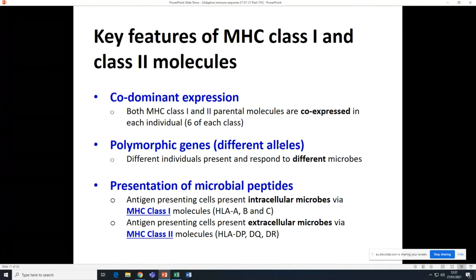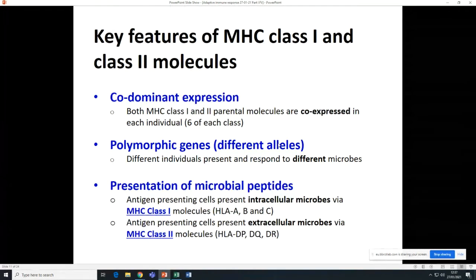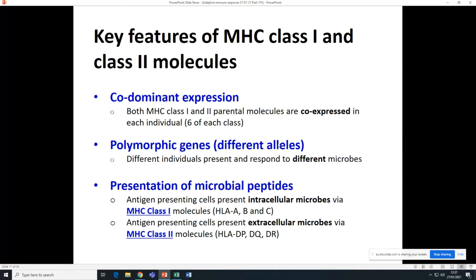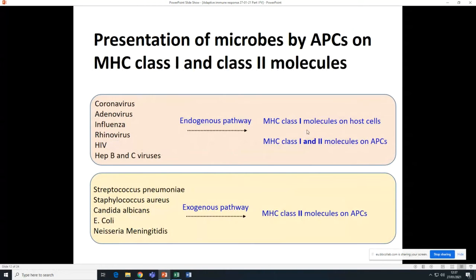And what do these MHC molecules do? This is where you need to know: MHC class 1 on the antigen-presenting cells will present the intracellular microbe peptide. MHC class 2 will present the extracellular microbe. I'm going to summarize that here.